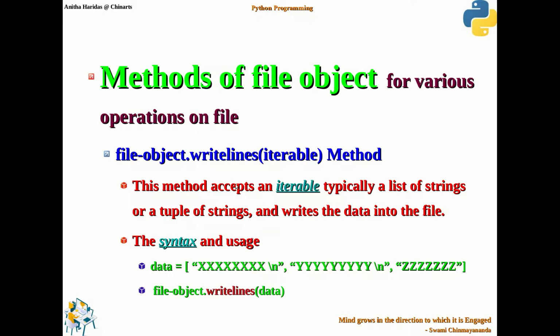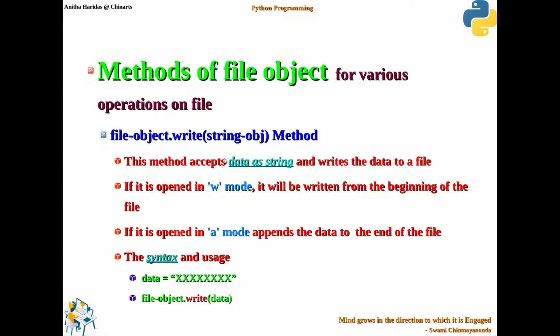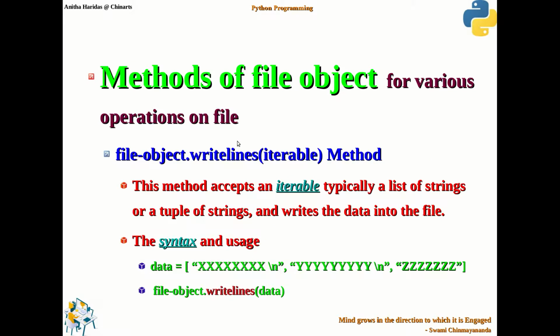Another method for the file object is the writelines method. Here in the write method, you are going to pass a string object as an argument, but here you are going to pass an iterable, right? So it is not a string object here. You can have a list, you can have a tuple, you can have a dictionary. This kind of iterable will be given as an argument to the writelines method. So this method accepts an iterable, typically a list of strings or a tuple of strings, and writes the data into the file. The syntax is, you can create a list like this, right?